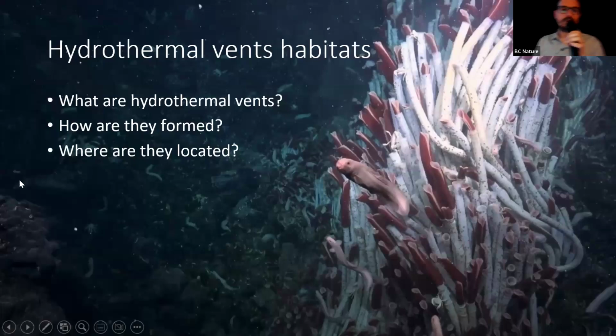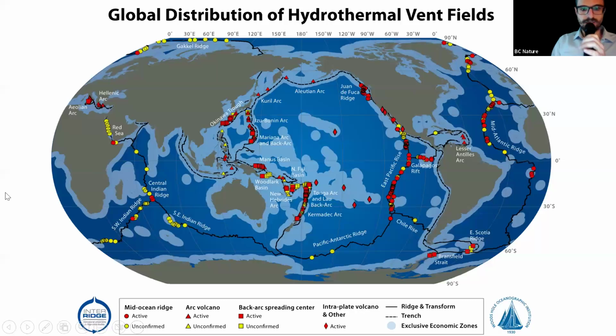So what are hydrothermal vents? How are they formed and where are they located? I'm going to start with the last question. Hydrothermal vents are located all around the world, but very specifically along the tectonic plate boundaries in our oceans. You can see here these black lines and all these dots. Each of these dots is a hydrothermal vent. And it clearly shows that they are basically found at these boundaries of tectonic plates.